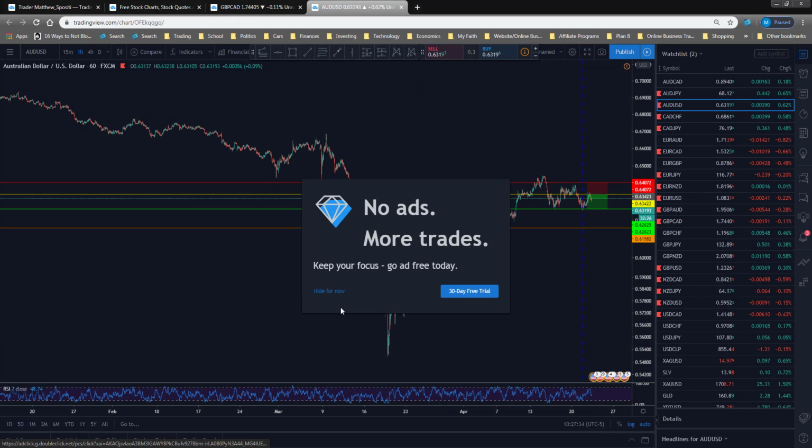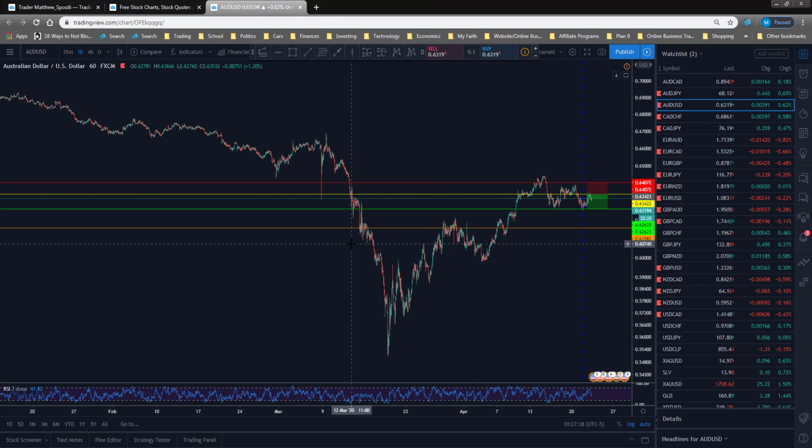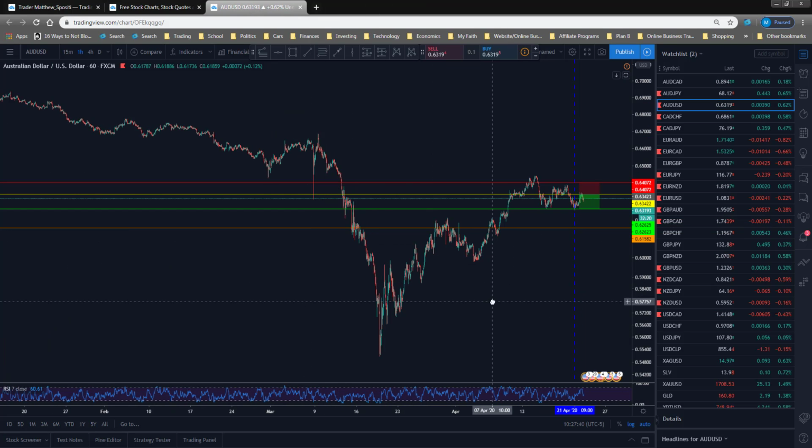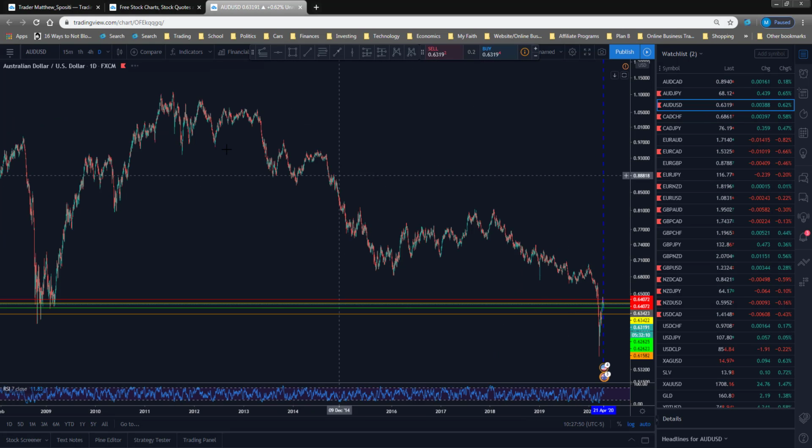Next trade, Aussie dollar, Aussie USD. Yes, I want to exit. Right now, we do not have a wedge pattern. What we have here is that we were in a downtrend. Literally, if I go into the daily chart, we were in a downtrend since August 2011.